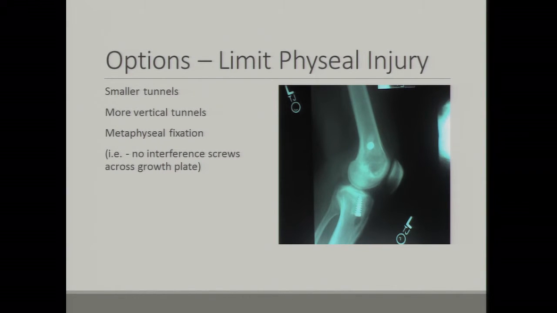which is reasonable. We think about, when possible, more vertical tunnels, especially across the tibial physis, and that's easily done technically without really having to change anything much. We certainly want to think about metaphyseal fixation, so nothing across the growth plate. And again, this isn't my picture here, but this would obviously be a bad idea to put a metal screw across the tibial growth plate in a still growing child.